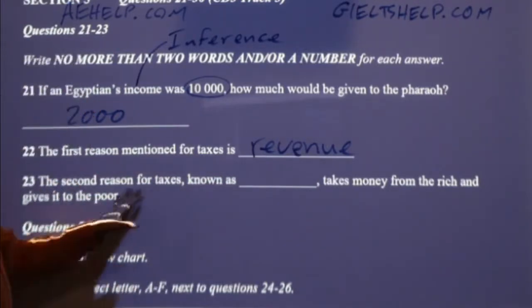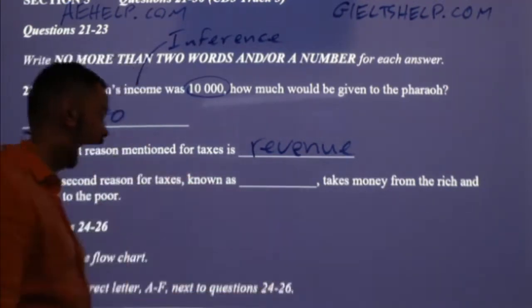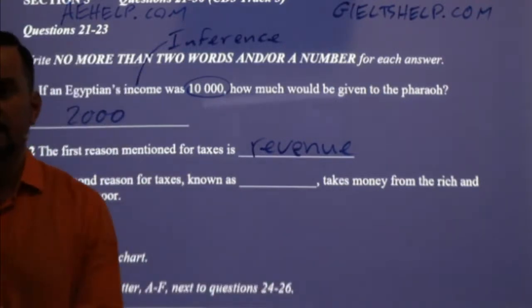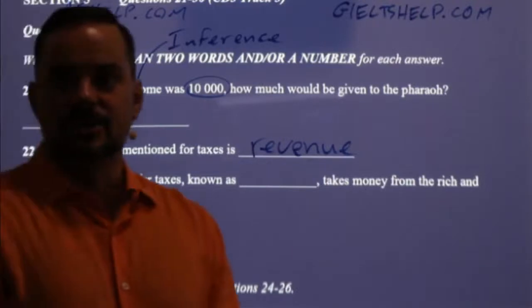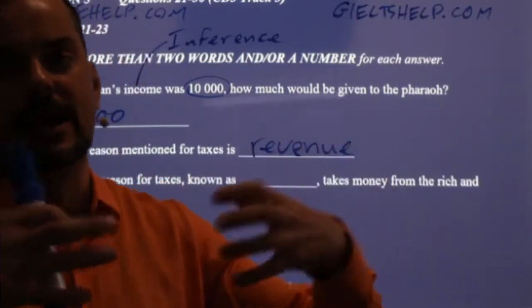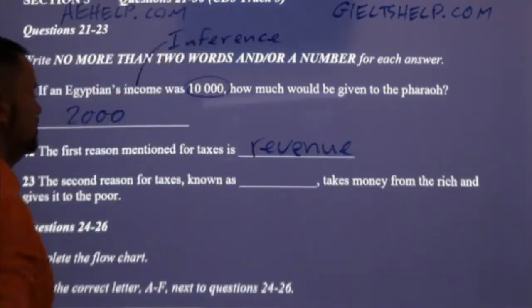The second reason for taxes, what is that known as? You heard it twice. So taking money from the rich and giving it to the poor. Jimmy Kim says it's redistribution. Yeah, redistribution means that you take some item and then you give it out again. So it's redistribution. Very good.